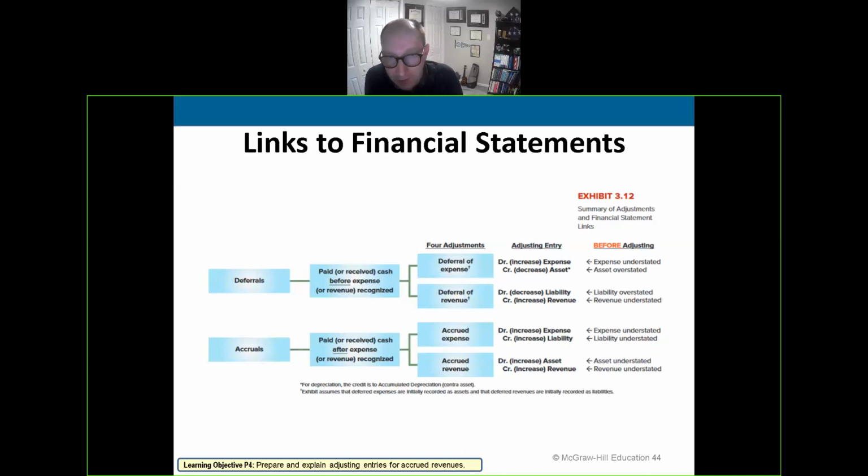We talked about that last week, how they're linked together, but it's important that you also understand that the deferrals and accruals are also linked to those financial statements, income statement, balance sheet. This kind of a summary shows you what the effects are.